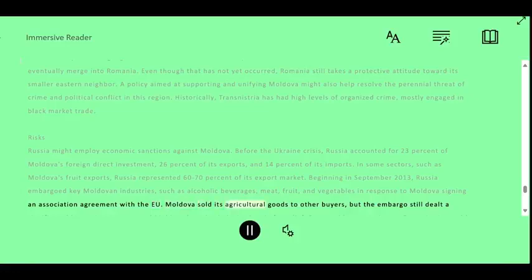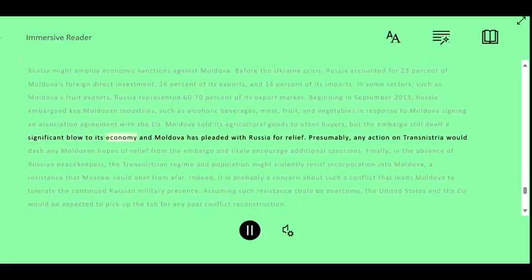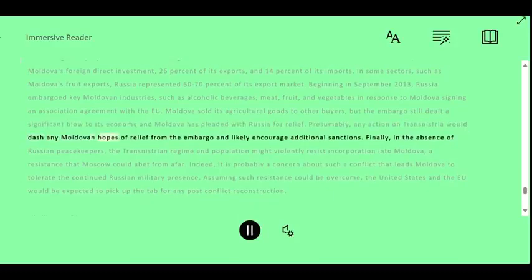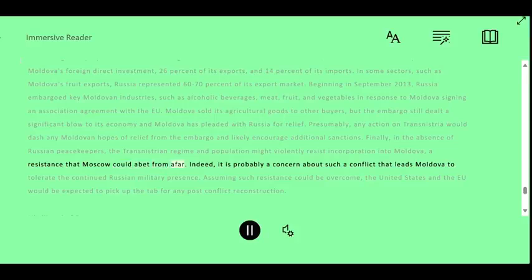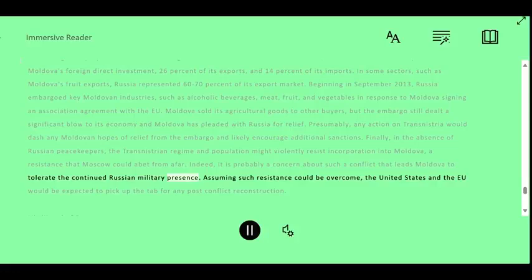Moldova sold its agricultural goods to other buyers, but the embargo still dealt a significant blow to its economy, and Moldova has pleaded with Russia for relief. Presumably, any action on Transnistria would dash any Moldovan hopes of relief from the embargo and likely encourage additional sanctions. Finally, in the absence of Russian peacekeepers, the Transnistrian regime and population might violently resist incorporation into Moldova, a resistance that Moscow could abet from afar. Indeed, it is probably a concern about such a conflict that leads Moldova to tolerate the continued Russian military presence.